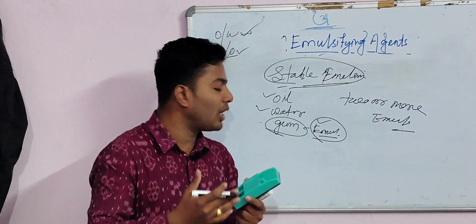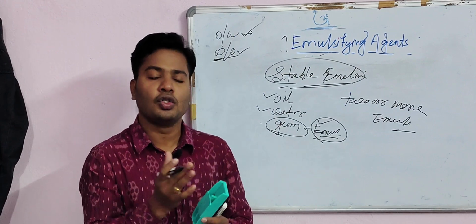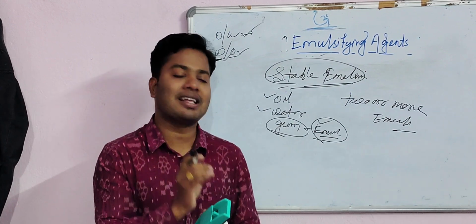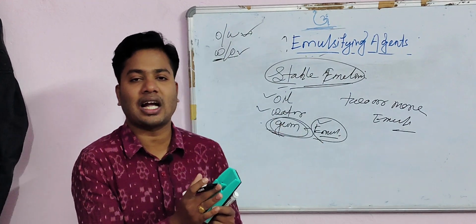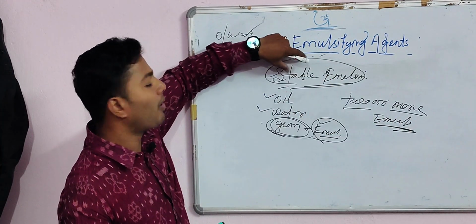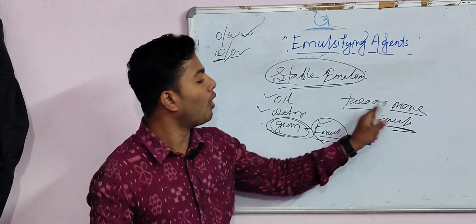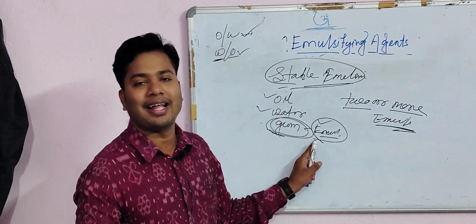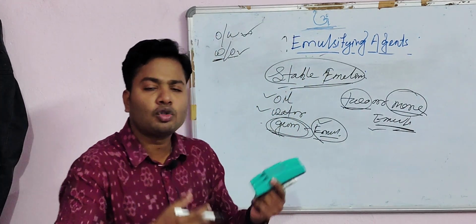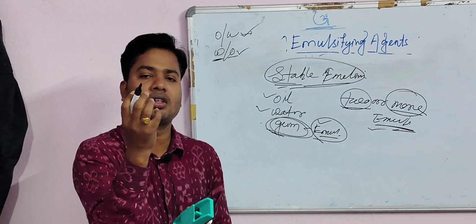No single emulsifying agent has all the good properties for the preparation of a stable emulsion. So in that case it is required to take two or more emulsifying agents instead of one, for the preparation of a stable emulsion. Sometimes you have to take two or more emulsifying agents instead of one. When you have to take two or more emulsifying agents, how to prepare the stable emulsion? In that case, many questions will arise.